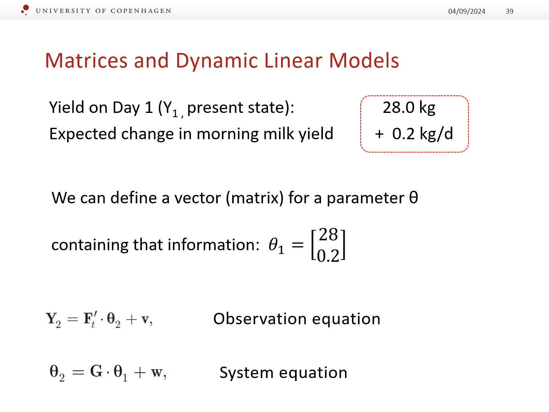Each one of those equations uses a special type of matrix to fulfill their function, which we will learn more about in the modeling lectures. But for now, the transpose design matrix F is used in the observation equation, and the system matrix G is used in the system equation. You will soon understand why each one of them looks like it does.